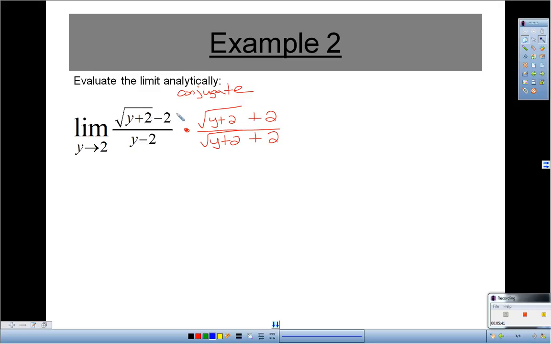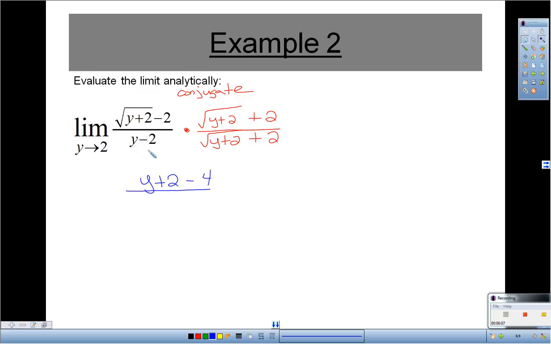In the numerator, if I FOIL this out, the square root of y plus 2 times the square root of y plus 2 will just be y plus 2. And then notice what happens when you multiply by the conjugate. The outer cancels out with the inner, and so then that plus 2 square root of y plus 2 and then the minus 2 square root of y plus 2, they cancel out. So now I can do last, negative 2 times positive 2, so that would be negative 4.